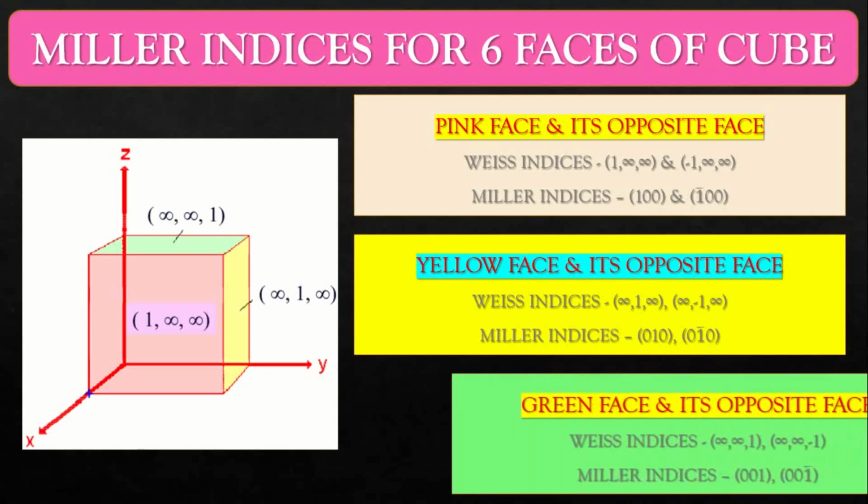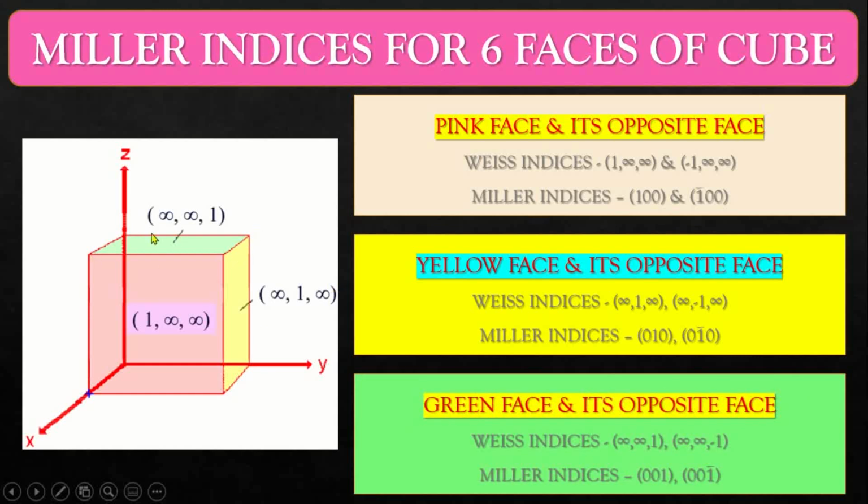Coming to the third set of faces of the cube, that is the green face on top. Clearly, the top face is making an intercept on the z-axis alone and is running parallel to the x-axis as well as the y-axis. Hence, the two intercepts for x and y-axis will be infinity, and the same will go with the opposite face also. But for the z, there will be a unit intercept.